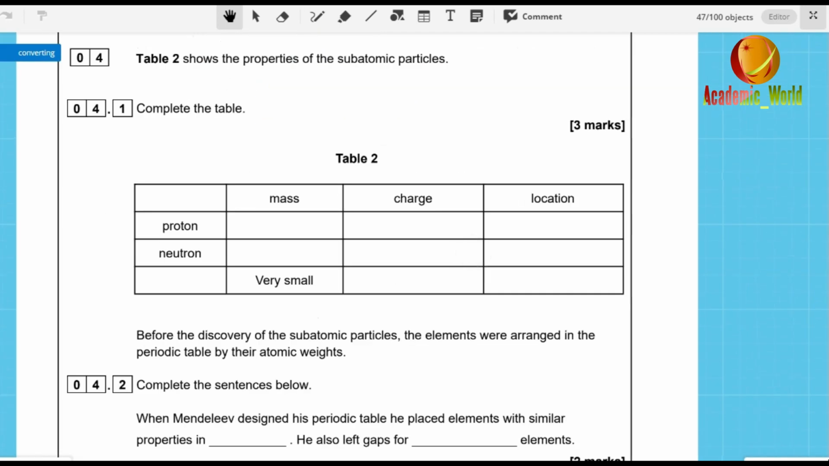The next question: table 2 shows the properties of subatomic particles. The proton has a mass of 1, charge is plus 1, and location is in the nucleus. The neutron has a mass of 1, charge is 0, and is also in the nucleus. The electron has a very small mass, the charge is -1, and the location is in the shells.